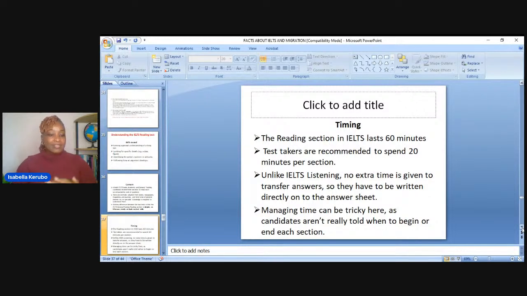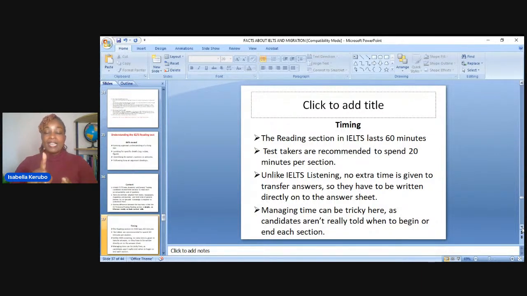Underline the keywords. Underline key information. Highlight anything that is going to help you trace the answers. All right. So about the timing, you have 60 minutes to finish your IELTS reading test. No more extra minutes given.